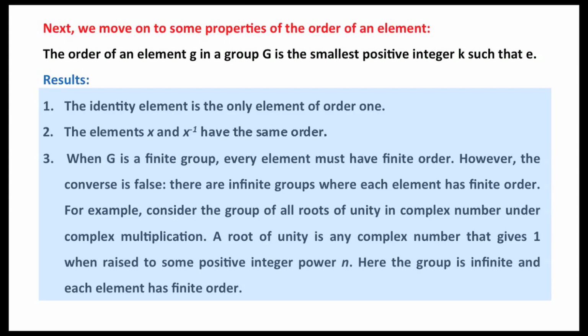Next, we move on to some properties of the order of an element. The order of an element g in a group G is the smallest positive integer k such that g to the power k is equivalent to e. Now we shall see the results. The identity element is the only element of order 1. The elements x and x squared have the same order.